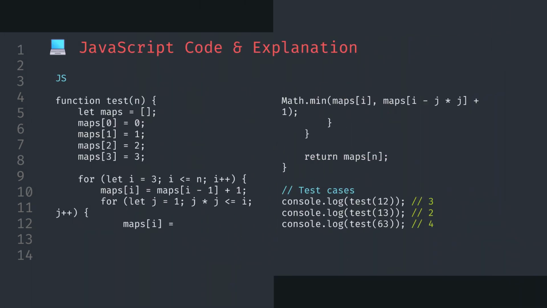Here's the JavaScript solution. We used an array called maps to store the minimum squares needed for each number from 0 up to n. For each number i, you try subtracting all perfect squares smaller than i and see which combination uses the fewest numbers. Finally, maps[n] gives us our answer. This is a dynamic programming approach that's very efficient.